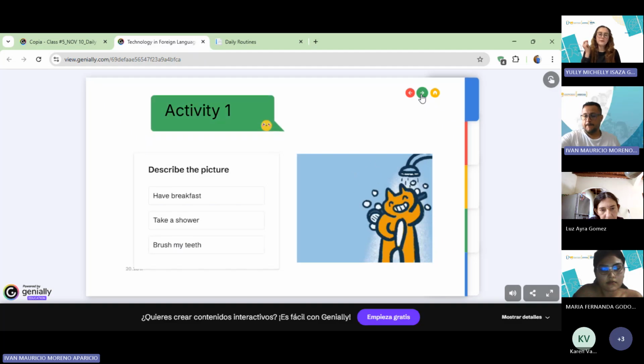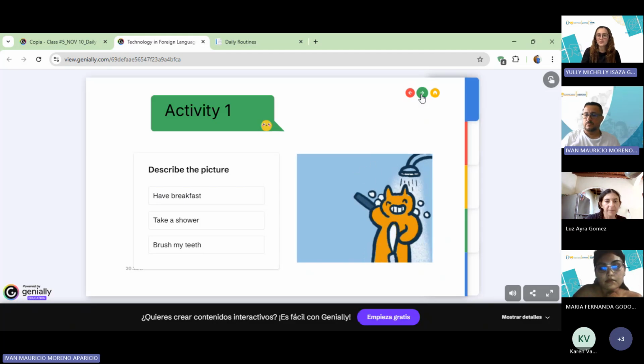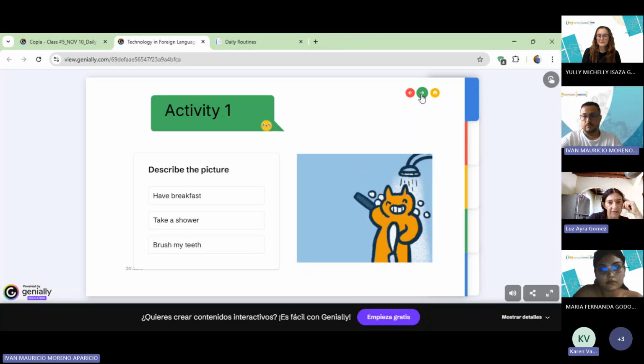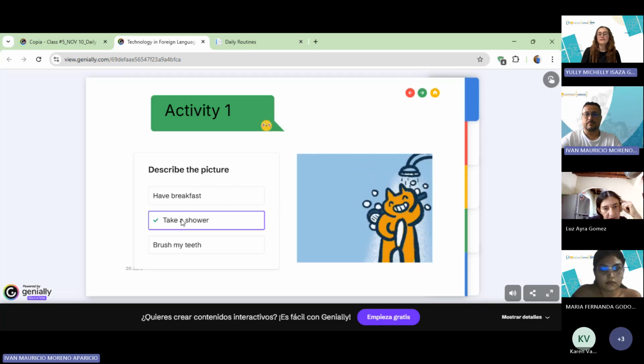So, in the activity number 1, girls, you have to describe the picture. Look at this photo and what does maybe the cat doing. So, it's have breakfast, take a shower, or brush my teeth. What do you think is the correct answer? Take a shower. Perfect. So, the cat is taking a shower.